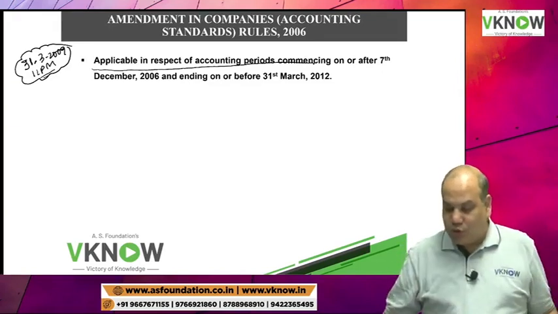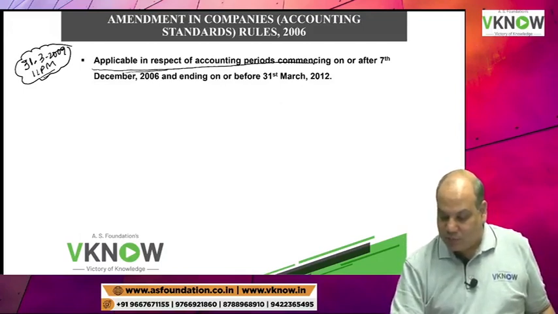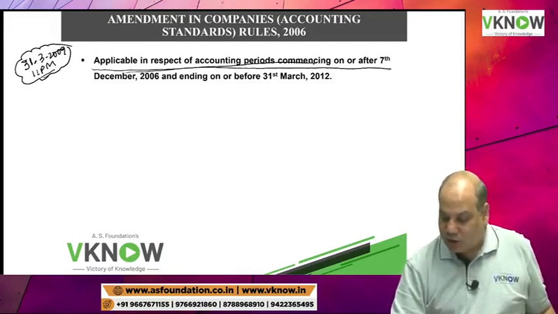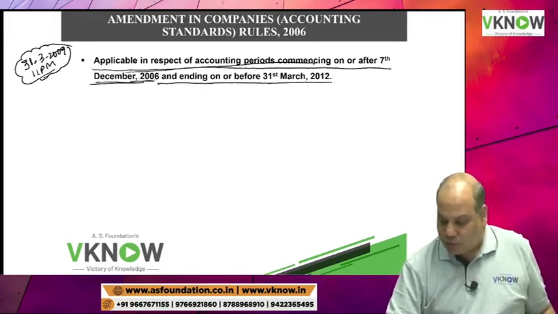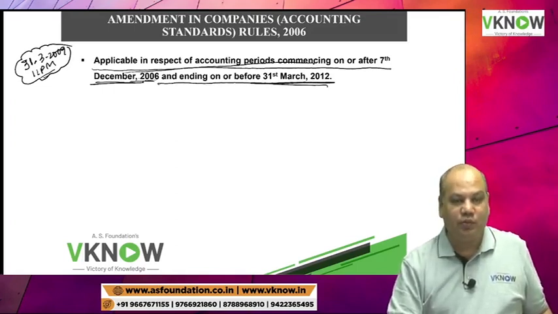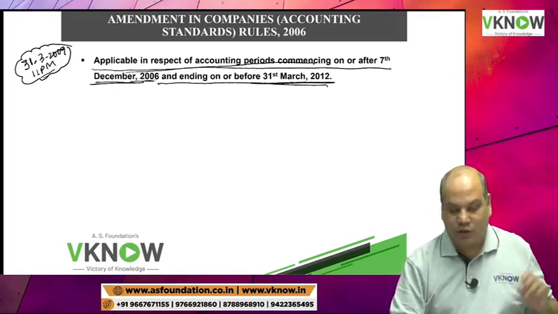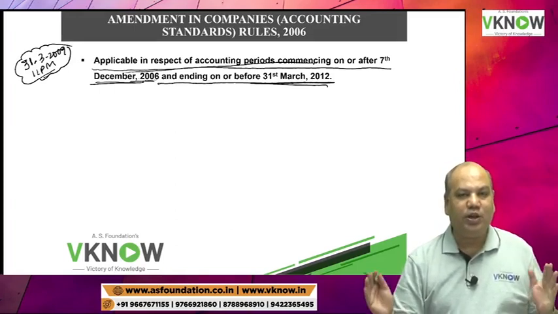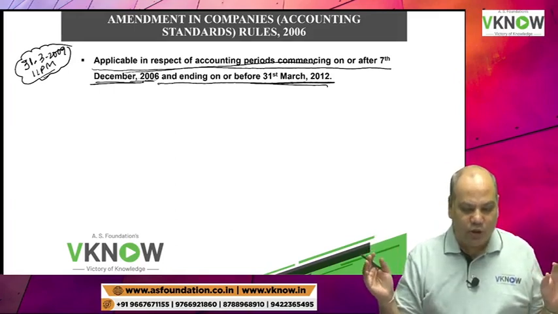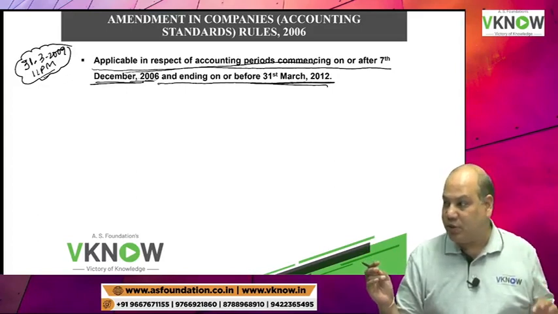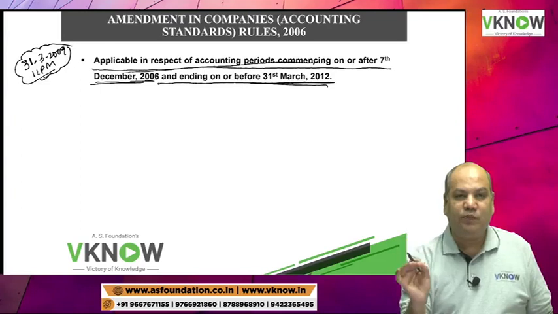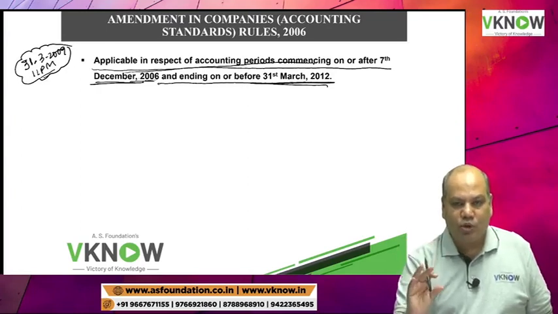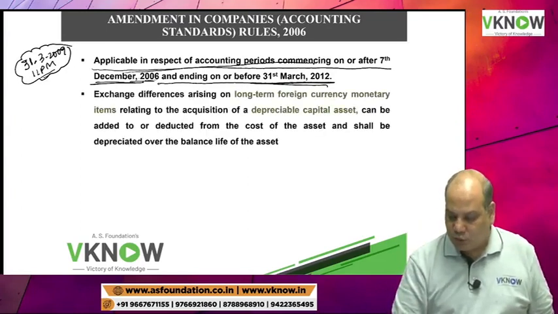Anyway, the notification is applicable with respect to accounting year commencing on or after 7th December 2006 and ending on or before 31st March 2012. This was the original notification that it will be applicable only for a short period. Government told the businessman that I am not going to give you this benefit forever. This benefit is only for a short period because exchange rates are very volatile.